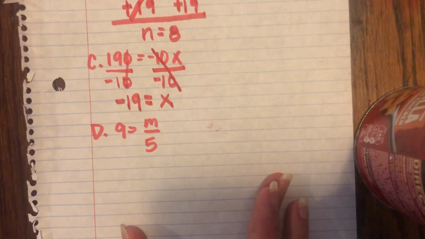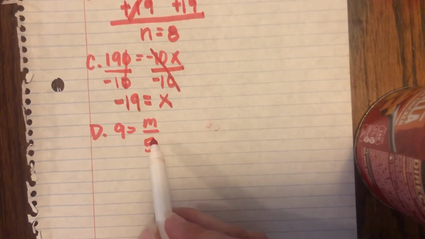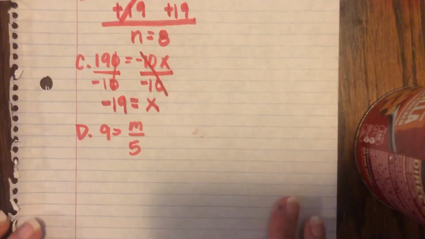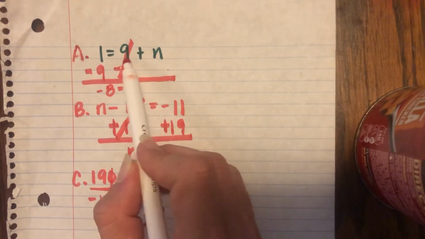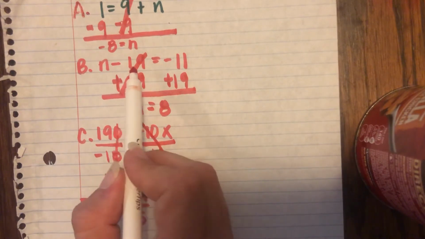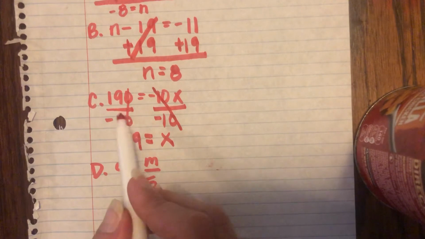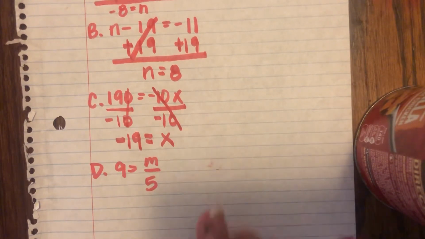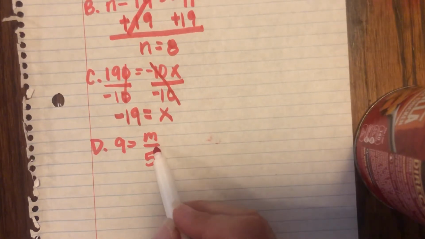On letter D, you were looking at, okay, what is happening with the side of the equation that has the variable? Well, with the m this time, so just coming back up here to look at what we've done, this one, we were adding 9 to n, so we subtracted 9. On this one, we were subtracting 19 from n, so we added 19. On letter C, we were multiplying by negative 10, so that means we're going to divide by negative 10. On letter D, we're dividing m by 5.